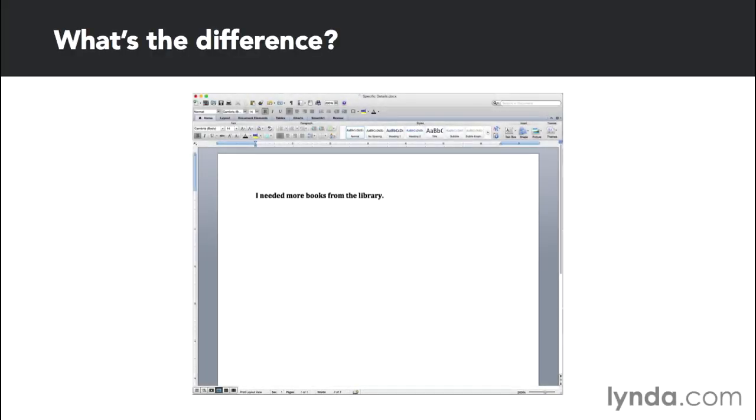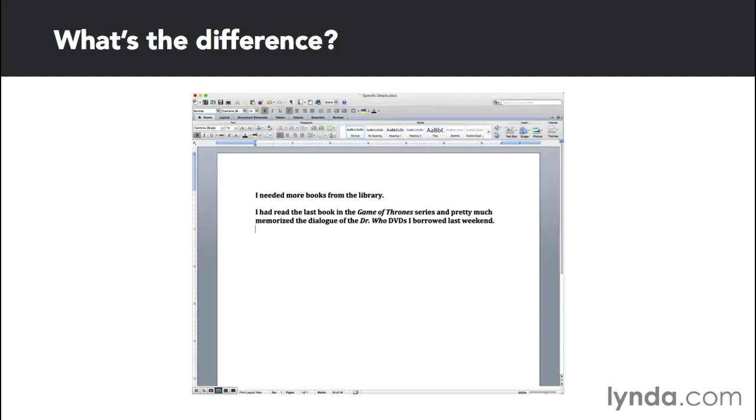So take a look at these two descriptions. Here's the first: I needed more books and movies from the library. Now here's the second: I had read the last book in the Game of Thrones series and pretty much memorized the dialogue of the Doctor Who DVDs I borrowed last weekend. What's the difference between these two?